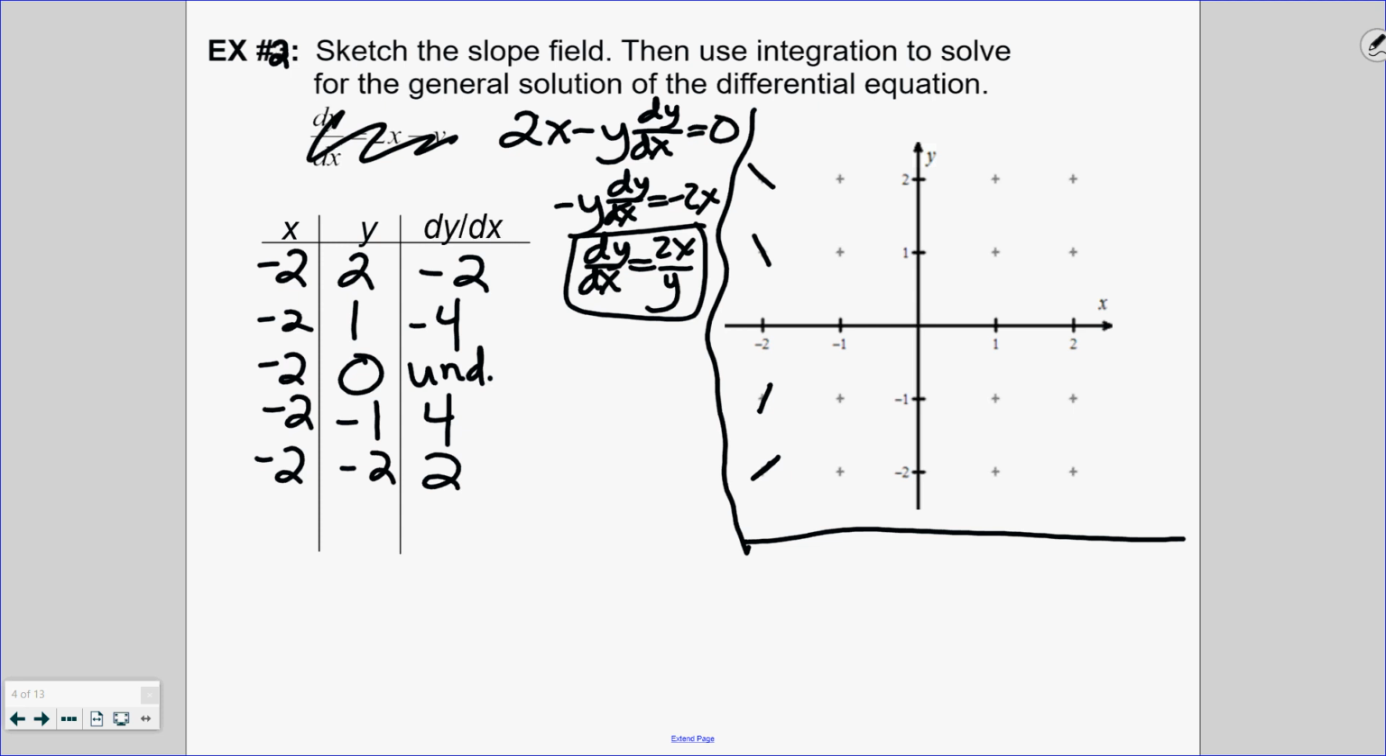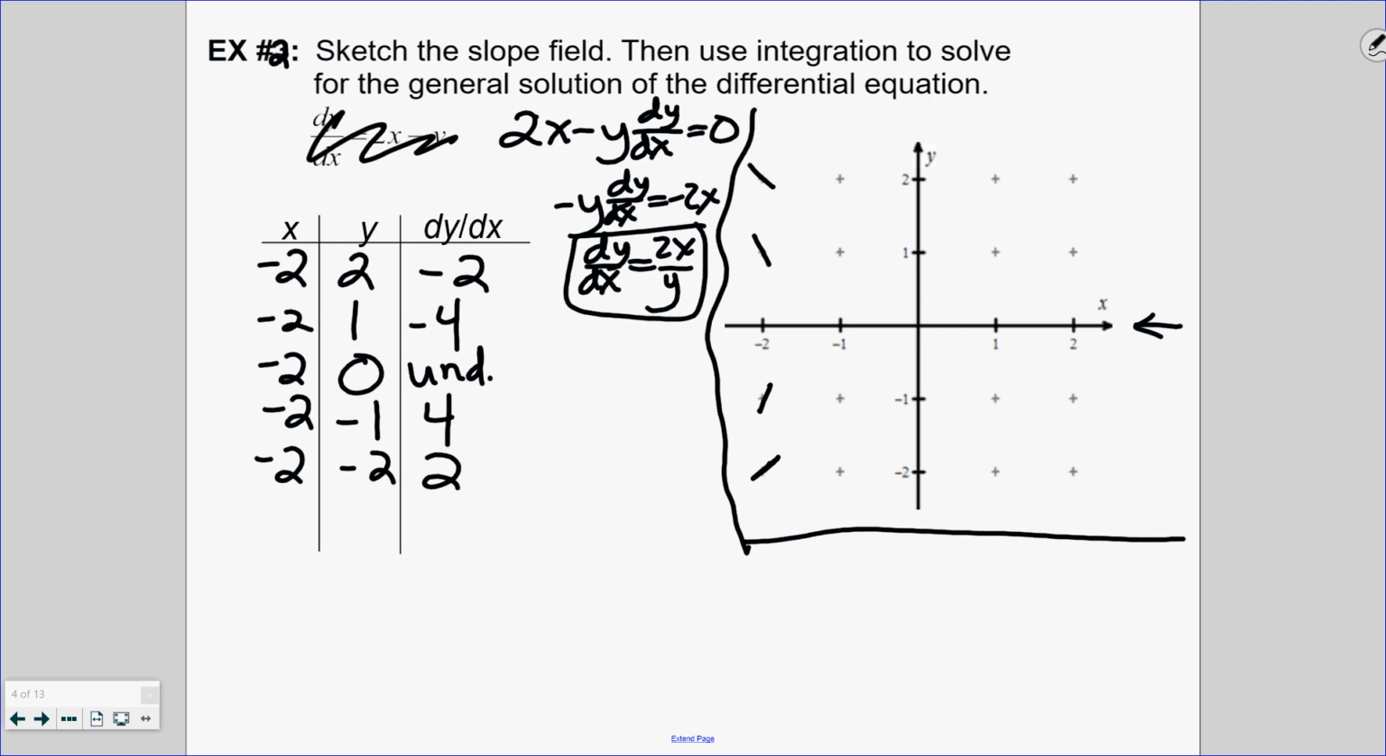So we do similar things for the other points. So I'm not going to fill the whole table in. I'm just going to do the values and see what we get. Now you'll notice at the x-axis, every single time y is 0, so you're not going to have any points there. So I don't even have to try those.